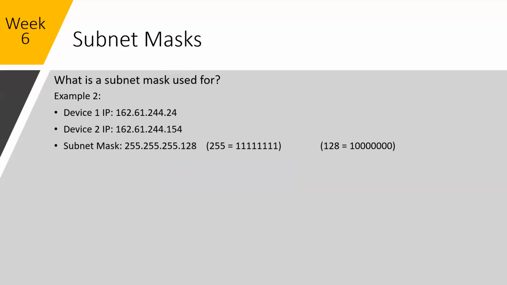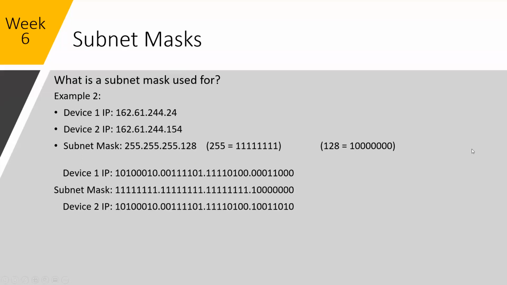So next example. 162.61.244.24 and 162.61.244.145. But this time, the last octet of the subnet mask is 128. 128 written out as binary.